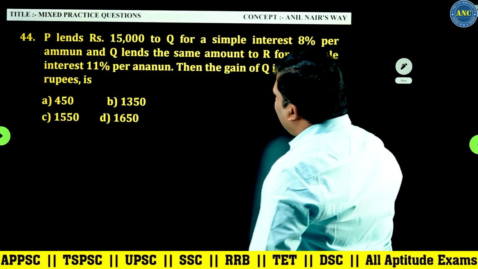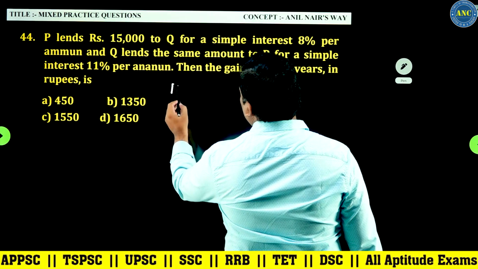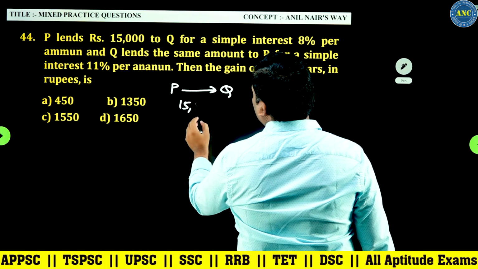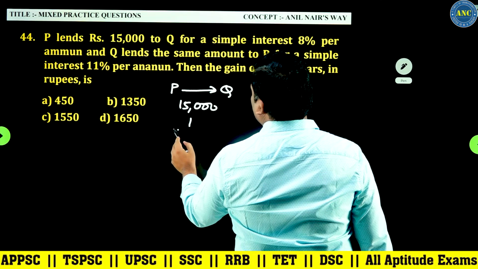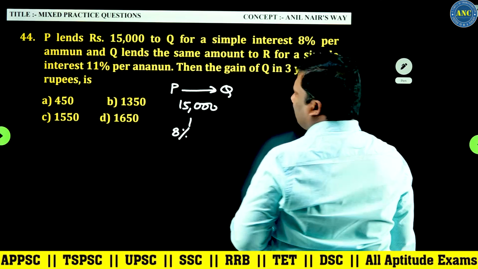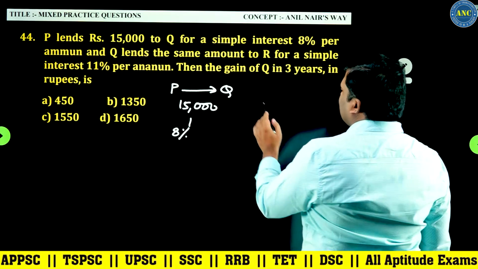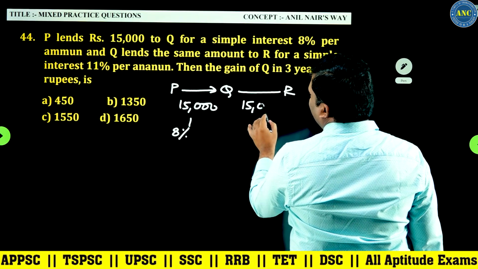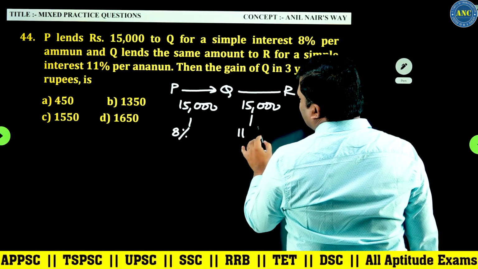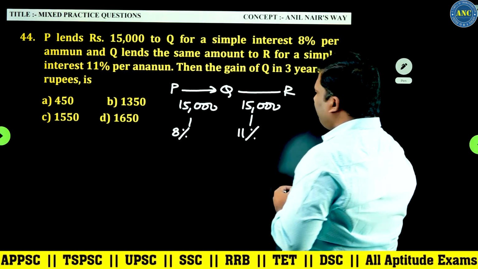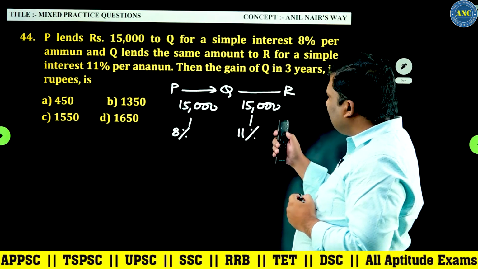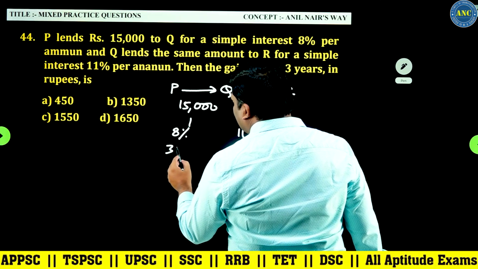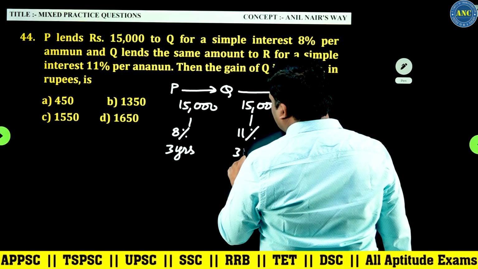Next one. P lends 15,000 to Q at 8% rate of interest. P is giving some help to Q. Q lends the same amount, 15,000, to R at 11% rate of interest. The gain of Q in 3 years. It is also for 3 years.